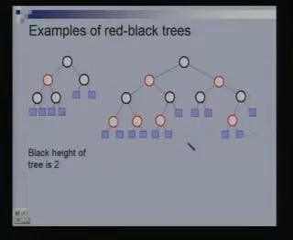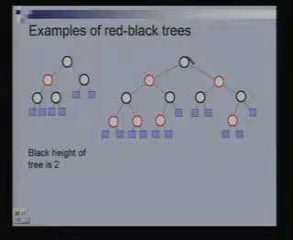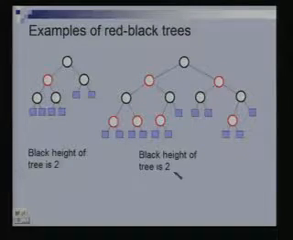What is the black height of this tree? 2. I take any external node and I look at how many ancestors are black, and you will see that it is 2 ancestors which are black. And this is true for every external node. If I look at this, it also has 2 black ancestors, this also has 2 black ancestors, and so on. So, this also has a black height of 2.